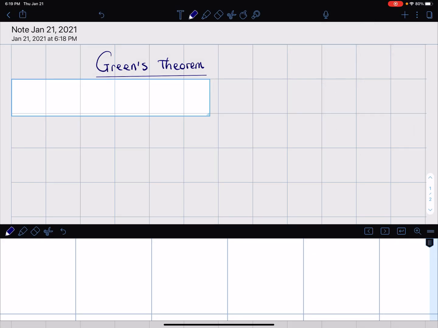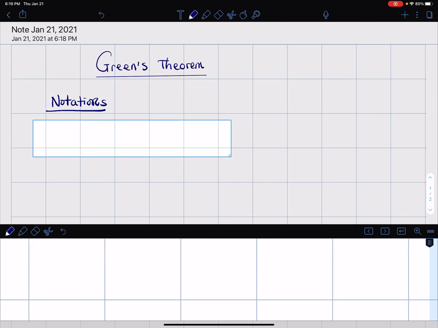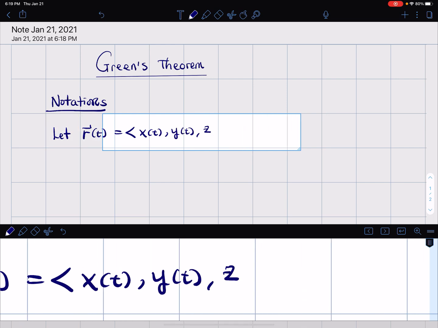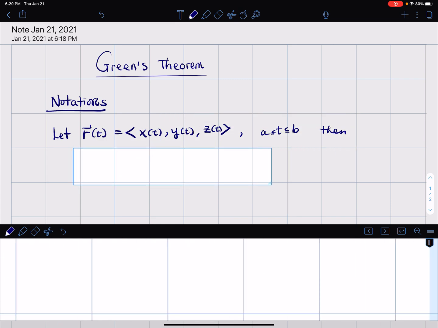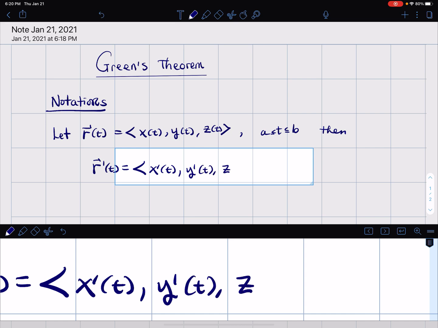Before we look at Green's theorem, I want us to look at some notations that will help us in studying the theorem. So, for instance, if we have r of t as x of t, y of t, z of t, where t is between a and b, assuming this is the parametric equation of a curve in R3, the notation for r prime of t will just be to take the derivative of each of the components of r of t.